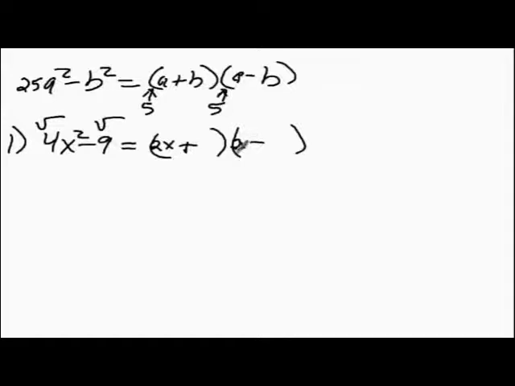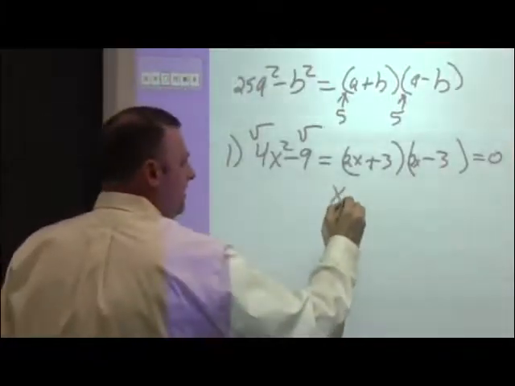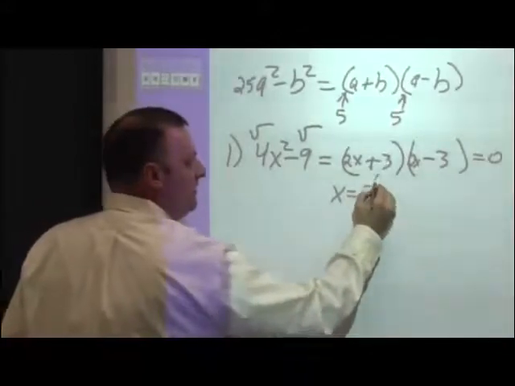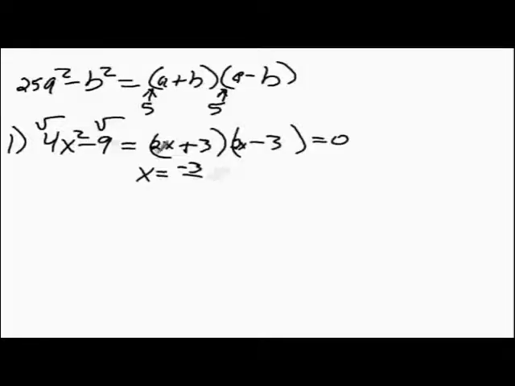What goes in the backs? What's the square root of 9? 3. And if we set this equal to 0, and we had to solve, let's solve each one. Again, you're going to start with this number. What's the opposite? Negative 3. Divided by the coefficient of x, 2 in this case. You're done with that one.